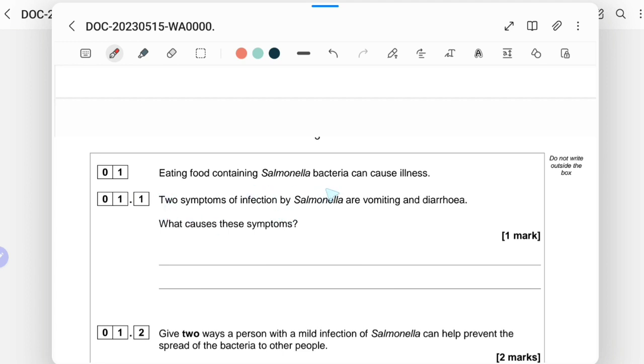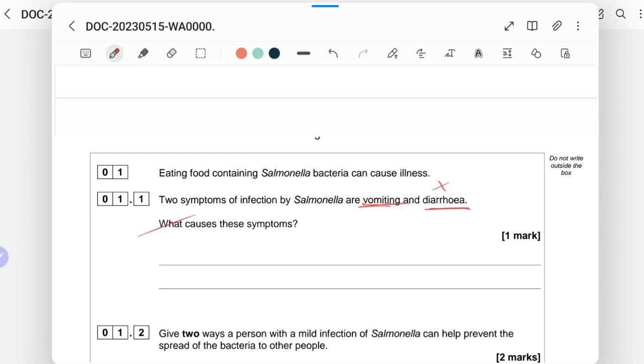Eating food containing salmonella can cause illnesses. Two symptoms are vomiting, diarrhea. That's a revision in itself for you. In case you have forgotten the symptoms, and plus fever. Those are the major. Then, of course, plus abdominal cramp. Those are the examples, I mean, the symptoms, but that's not the question here.